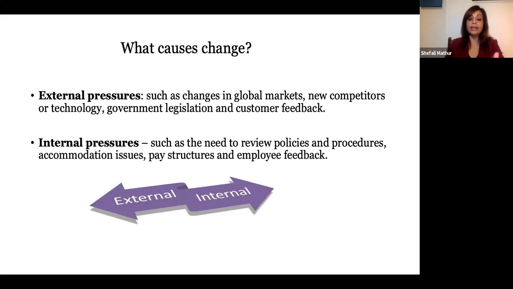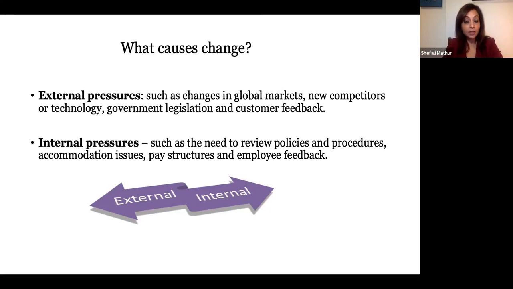So, for example, in our setup or our businesses, such as the educational sector, we have to continuously evolve around the global market. We have to see what the market trend is, what is going on in terms of education, what new competitors are coming in, what their unique selling points are, is there any technology that we need to introduce, do we need to upgrade our technology, online education, or we follow government legislations, what are the new regulations that have come in, and customer feedback, parent feedback, very, very important. So based on that, we bring about certain changes, which are the external changes because of the external pressures.